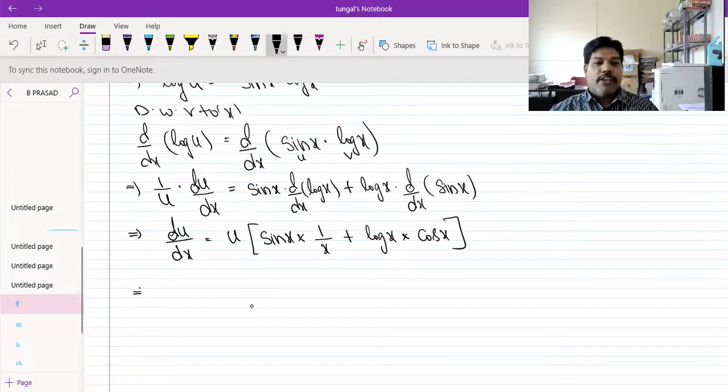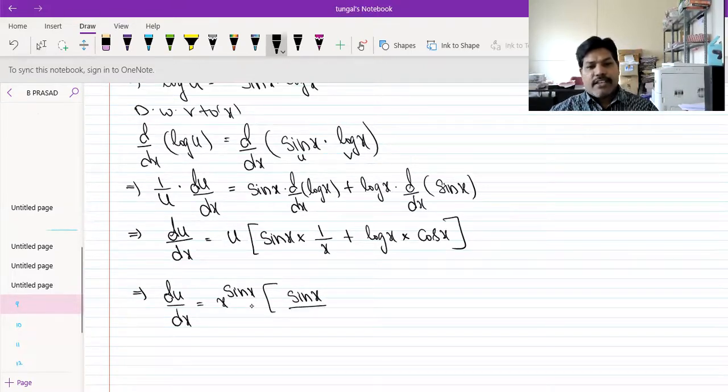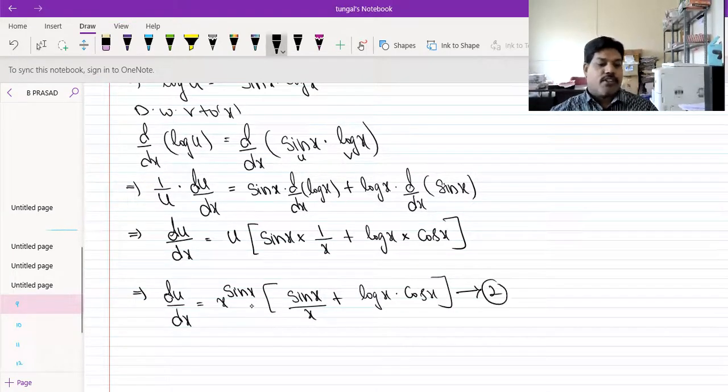So du by dx can be written as, what is u, students? u is nothing but x power sin x, into sin x by x plus log x into cos x. You can take the x as LCM here, otherwise you can leave it like that. Take this as equation number 2.